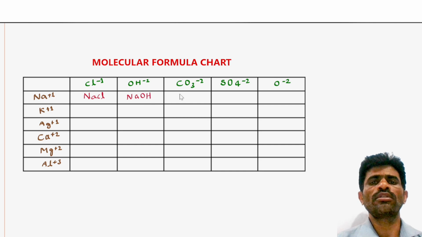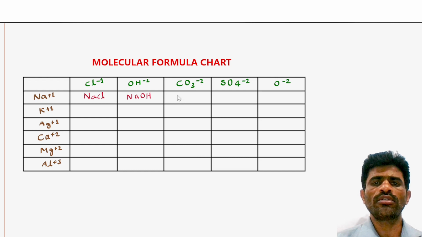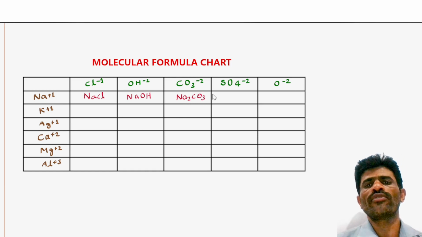Coming to the next one, but here the valencies are different. Carbonate is divalent, sodium is monovalent. So when you want sodium carbonate, what should be done? Carbonate valency should be multiplied to sodium. So it will become Na2CO3. CO3 we are not multiplying anything here because sodium valency is only 1. 1 will be multiplied to CO3.